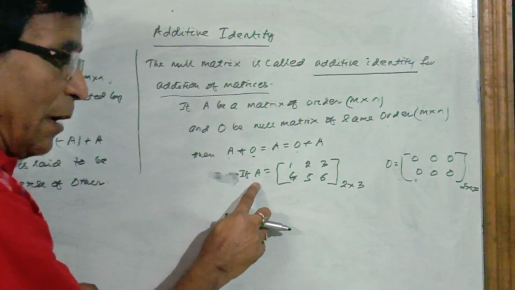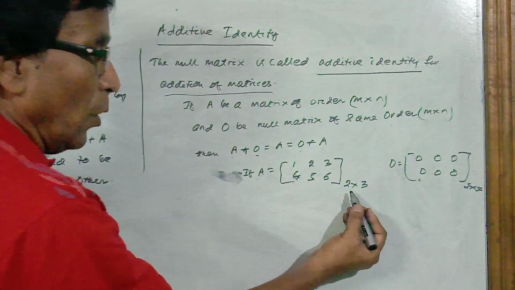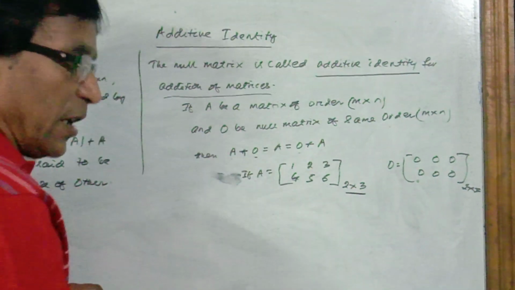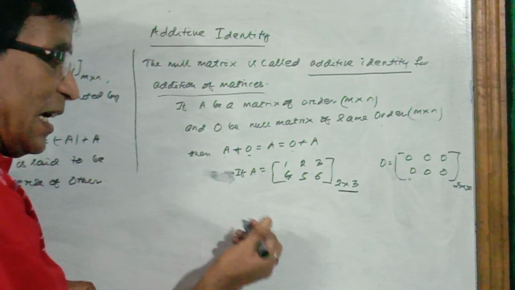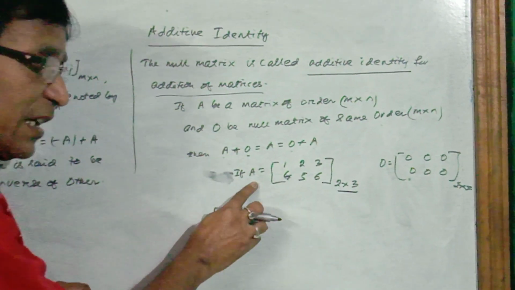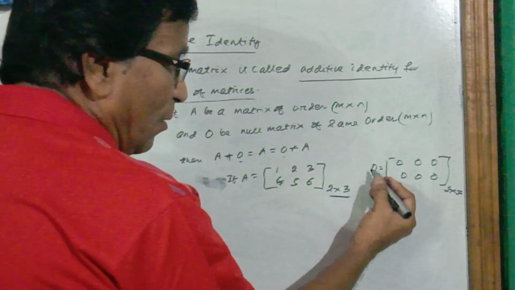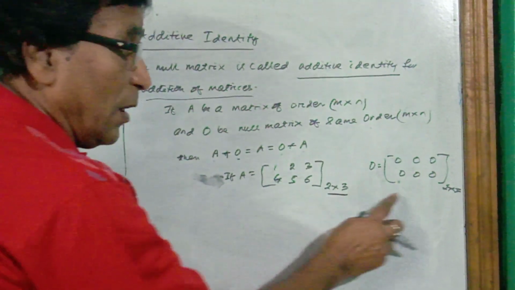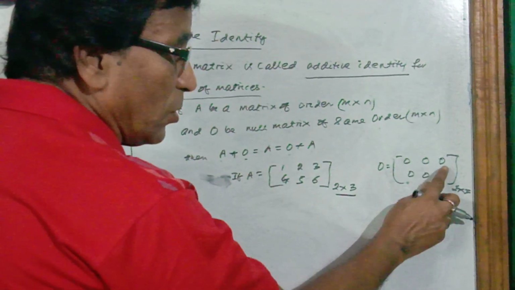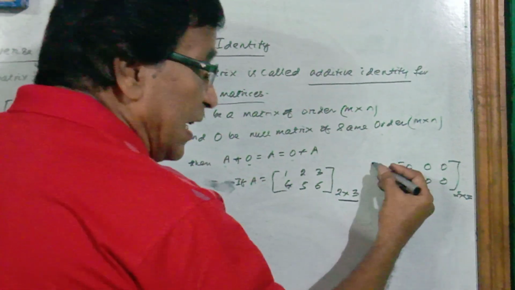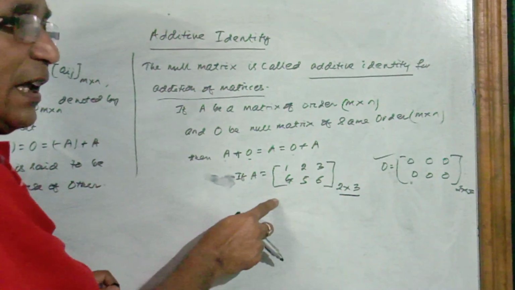That means suppose A matrix is a matrix of order 2 cross 3, which is 1, 2, 3, 4, 5, 6, then what is the additive identity for the matrix A? The additive identity for the matrix A is the null matrix 0, and it must be of the same order 2 cross 3. That means the null matrix 0, 0, 0, 0, 0, 0. It is called the additive identity for the matrix A.